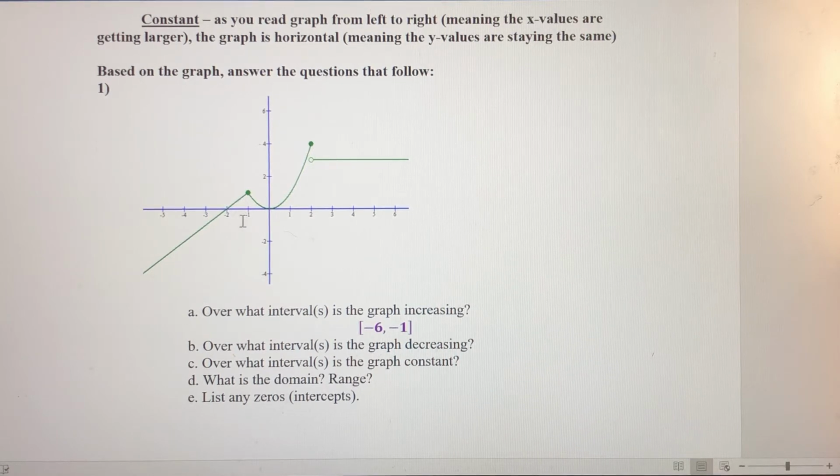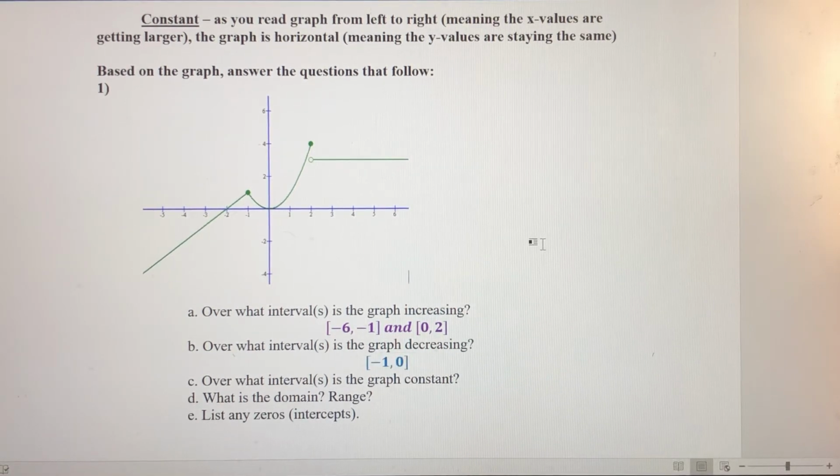Now, we talked about how over this interval, it's said to be decreasing. And then once we hit the origin, notice the graph turns back to increasing. So from 0 here to 2, the function is also increasing. B, over what interval or intervals is the graph decreasing? We've already kind of answered that question. From -1 to 0 here, notice the function is going down. The y values are getting smaller over this short period of time.